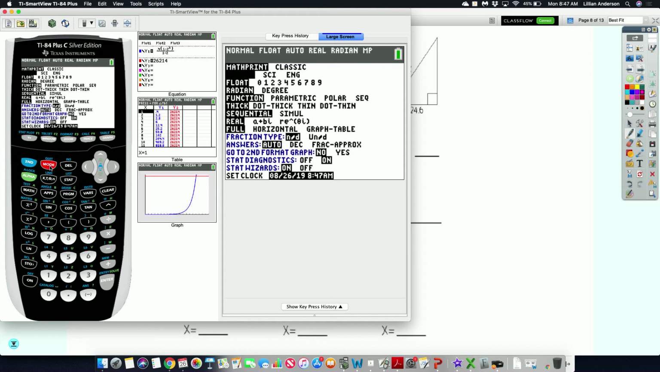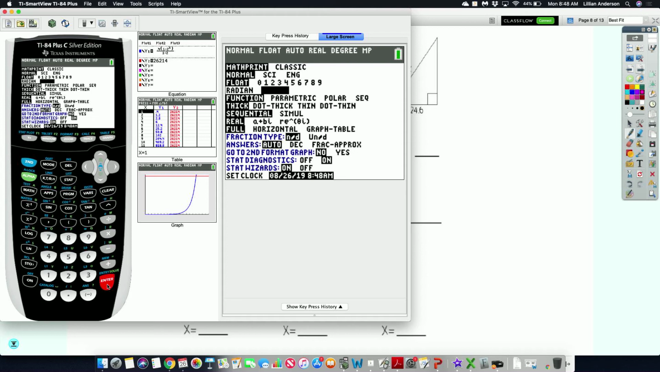Now, as you can see on my calculator, radian is highlighted. So I want to go down to that line where it's flashing over radian, go over to degree and select enter. If you notice with this calculator, it will highlight red the last thing that I pressed. So you want to make sure that degree is highlighted. Is everyone's degree highlighted? Okay. If it's not, you're going to get an answer that makes 0 sense.